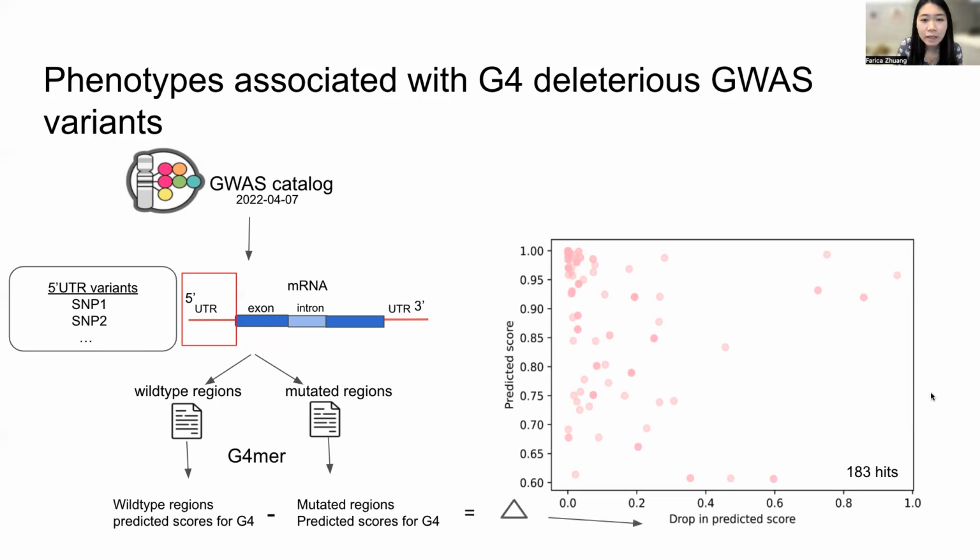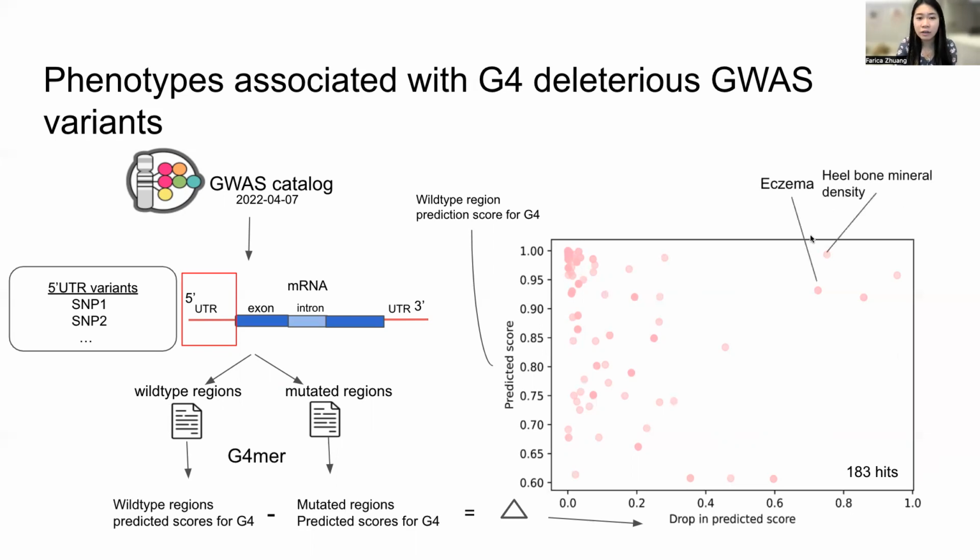We expected most variants will not affect the formation of RG4 since most GWAS hits are not located in the UTRs. And in fact, we're only left with 183 hits in this plot. However, this analysis highlights variants in regions that are highly predicted to contain G4s, where the GWAS hit causes a great drop in the predicted score, or delta. And this is seen on the top right-hand side of the plot.